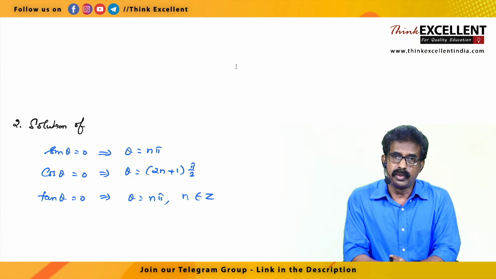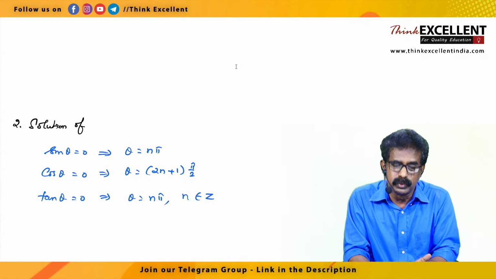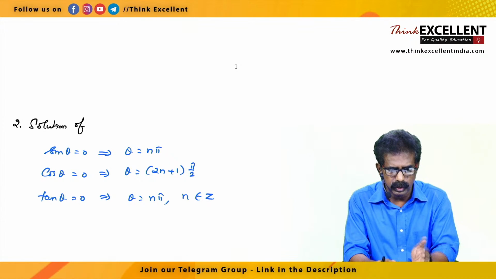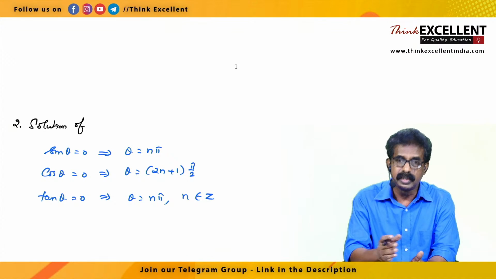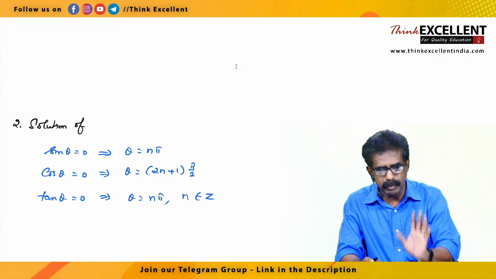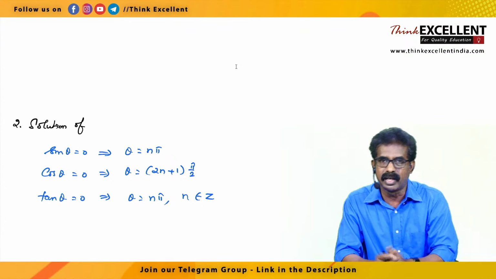Cos theta 0, then theta is equal to (2n plus 1) pi by 2. The cos theta 0 na theta equal to (2n plus 1) pi by 2, and tan theta 0, theta equal to n pi. இது ஒரு செட் ஃபார்முலா நீங்க படிக்கணும். No other way. இந்த ஃபார்முலா அப்படியே படிச்சிருங்க. And கரெக்ட்டா நீங்க எப்போ இந்த ஃபார்முலா யூஸ் பண்ணணும்? When the right side values are 0.